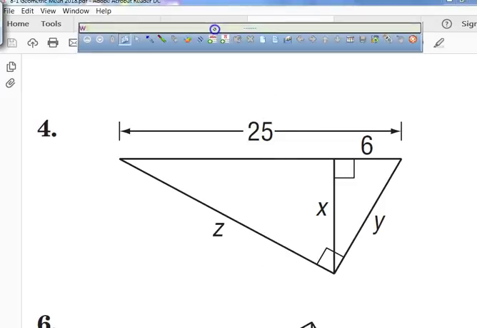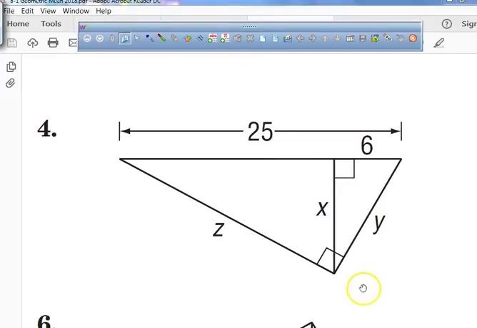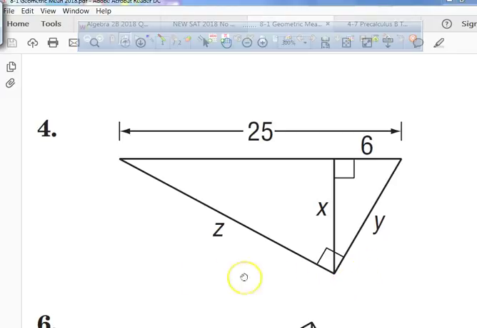Today we're continuing with the geometric mean. In this problem number 4, I'm going to show you exactly how to solve for x, y, and z, just using proportions and only using proportions.